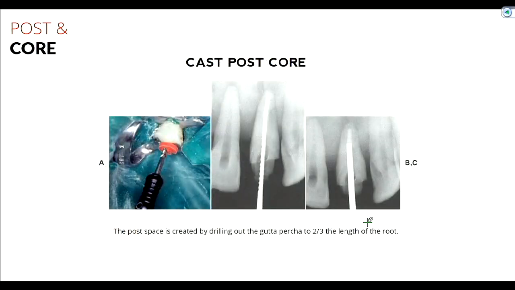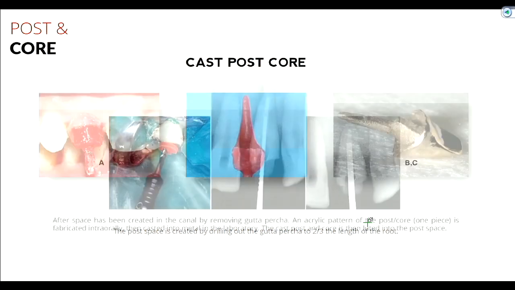All right, so there are differing posts that we can place. The first one I'm going to start out talking about is a custom-made, or what we call a cast post and core. So the first thing you'll do is to drill this post space. We'll talk about the length and the diameter of the post space, but basically you want to make room for it in your canal, okay? So conceptually, that's the first step. Make room for the post.